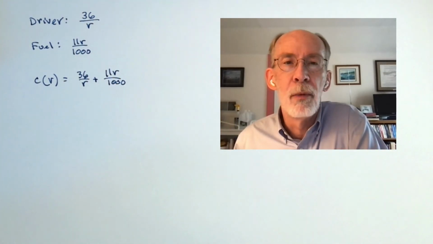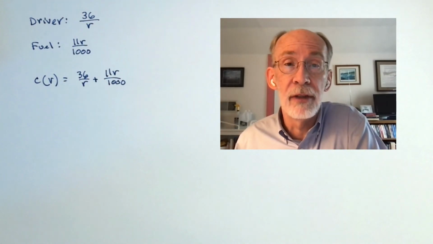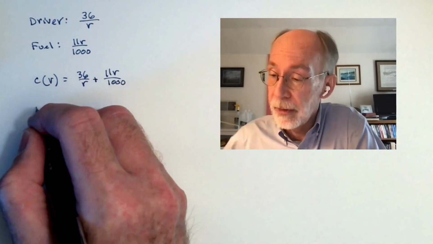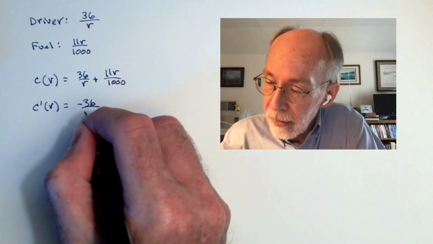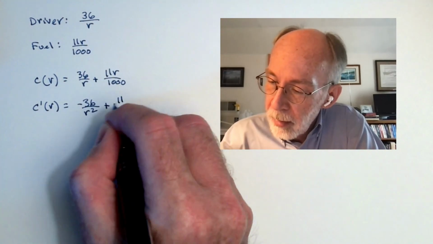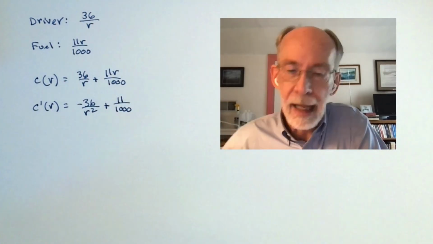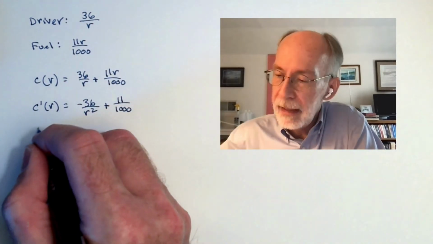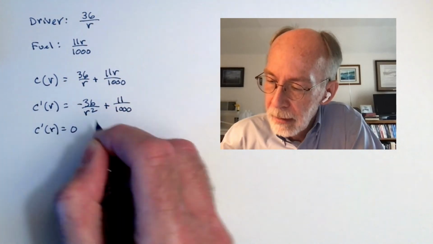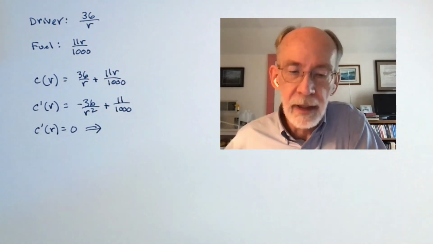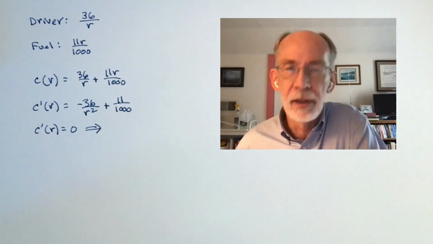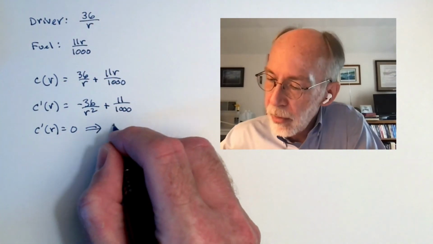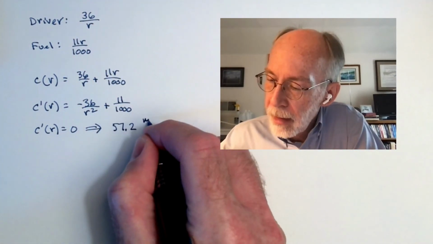And we're going to minimize the cost of operating this truck either at an endpoint of our interval from 50 to 70 or at a critical value. So we need to go looking for those. So C prime of R is negative 36 over R squared plus 11 over 1,000. If we set that equal to 0, we find that there's one moment on the interval where the derivative is 0, and that is at about 57.2 miles an hour.